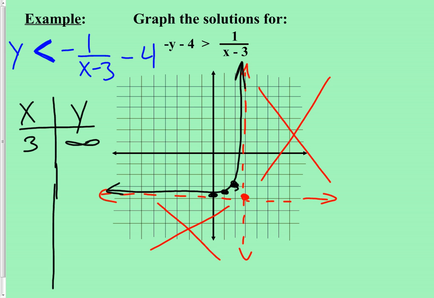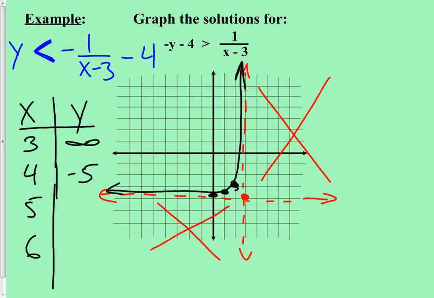Okay, so from 3 I'm going to move up to 4, up to 5, up to 6. Should give us a pretty good idea. When x is 4, plug into the denominator. 4 minus 3 would be +1, so the fraction is 1 over 1. But the minus outside makes it a -1. So -1 minus 4 is -5.